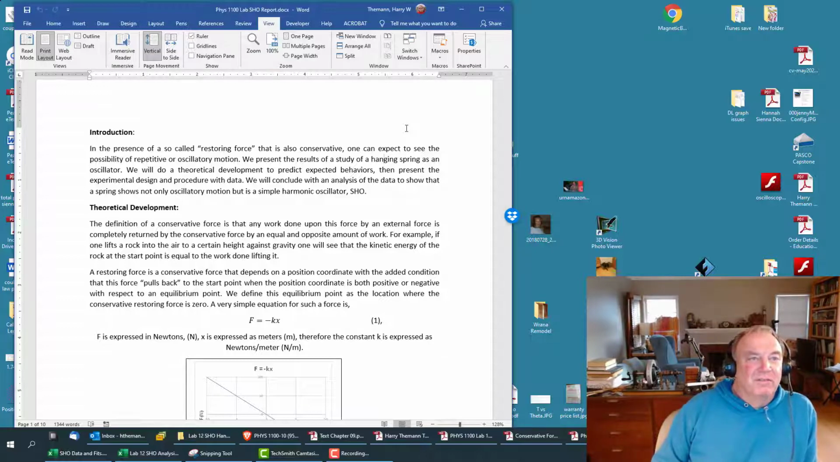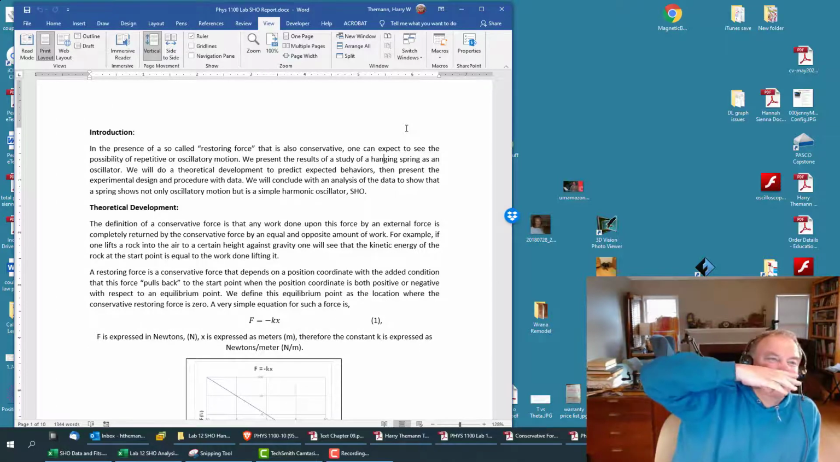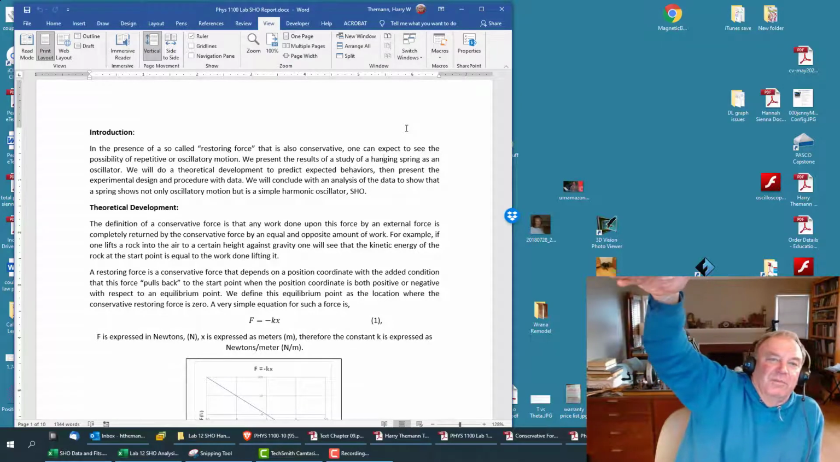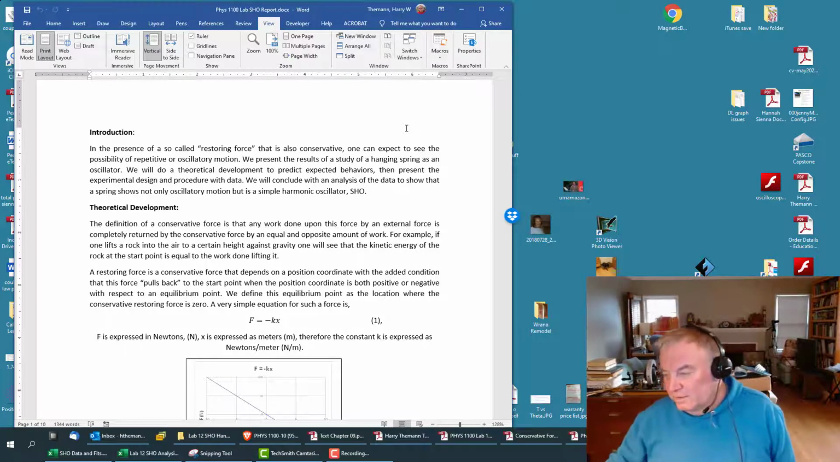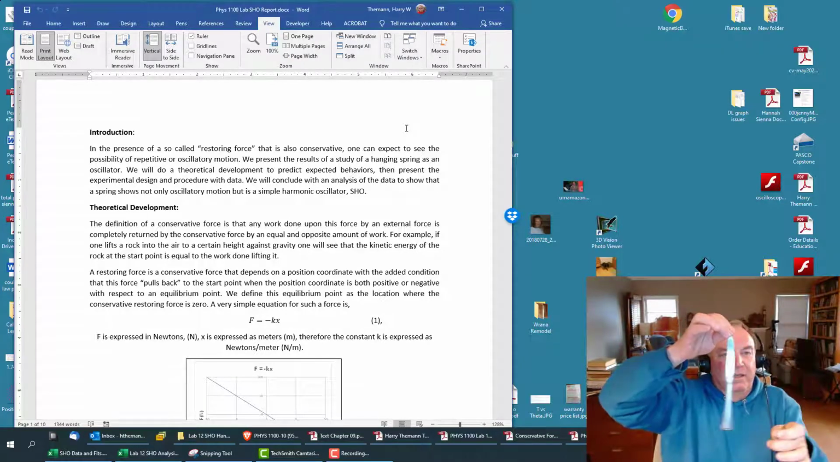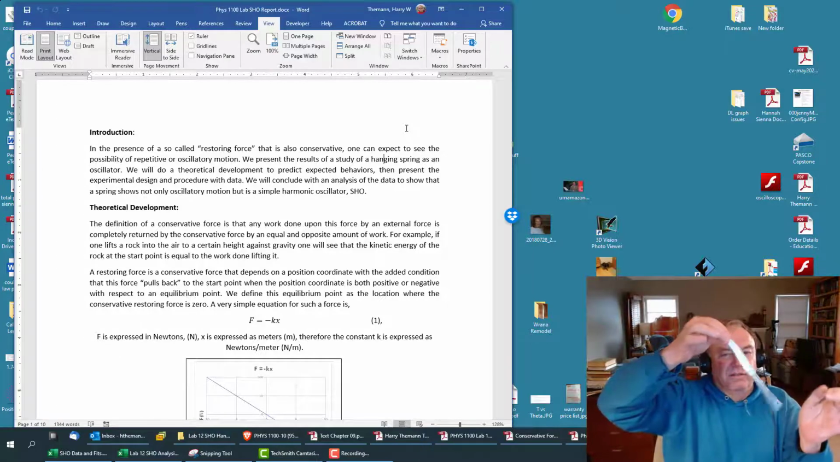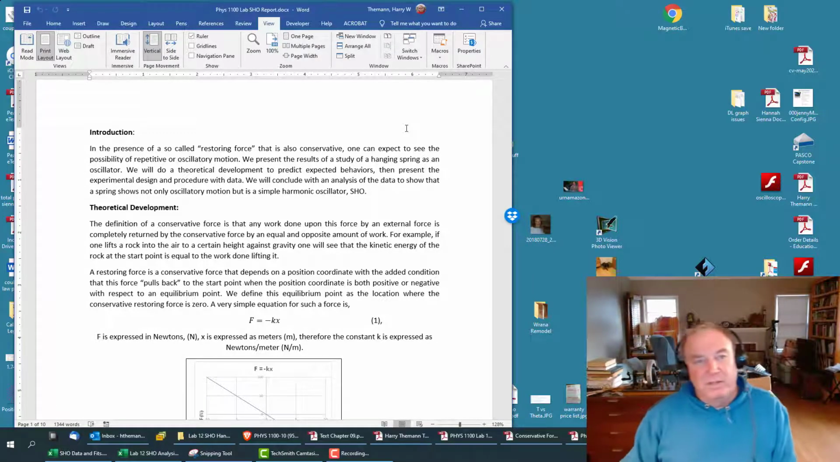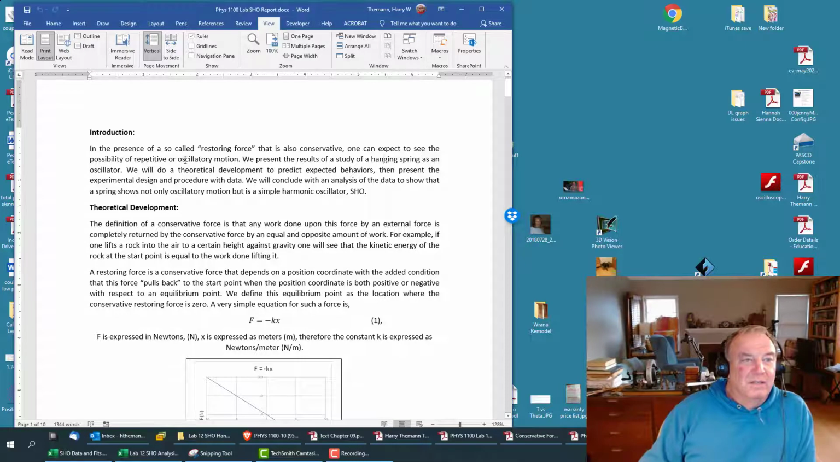So in the presence of a restoring force that's also conservative, one can see the possibility of repetitive or oscillatory motion, right? If I have something where I can push it out somewhere and it's going to come back, sort of like a pendulum, then I kind of expect that it's going to repeat, right? So that's repetitive motion. We're taking care not to exactly call it an oscillator just yet, but it's basically the definition. So we present the study of a hanging spring as an oscillator.